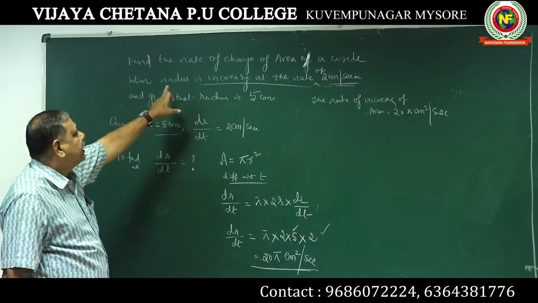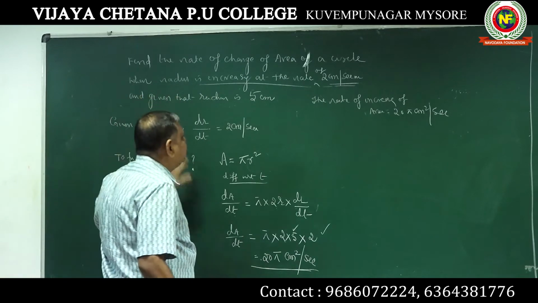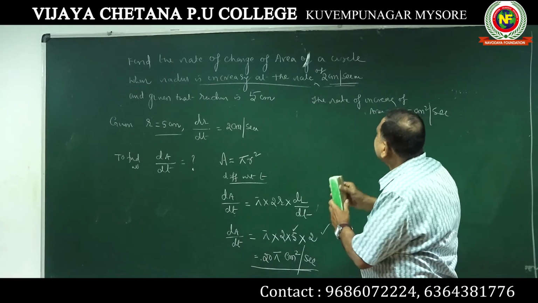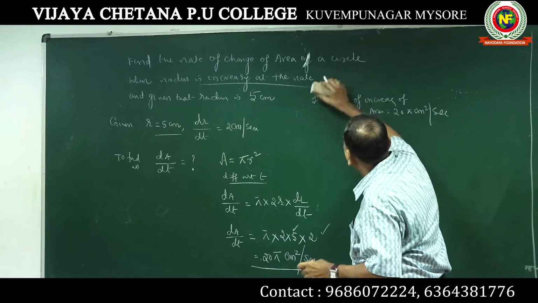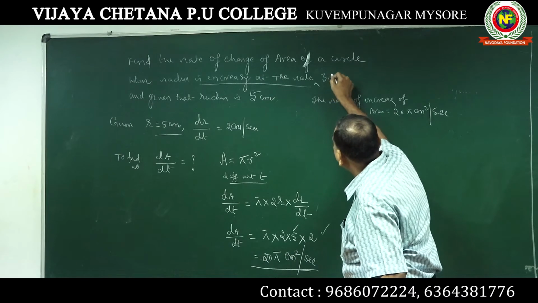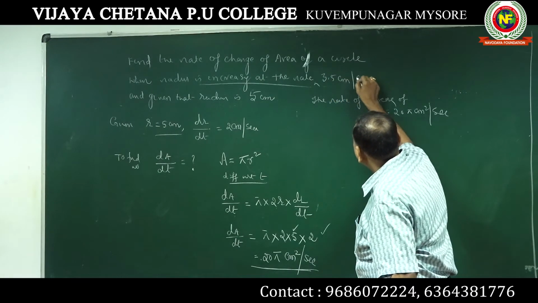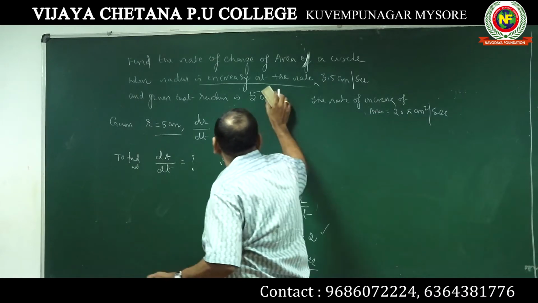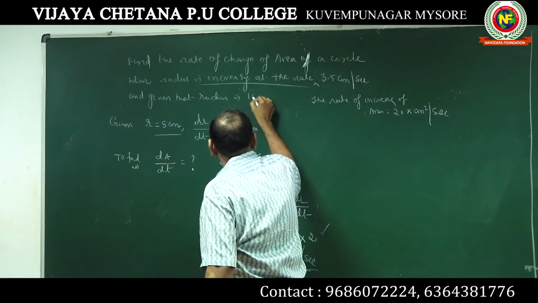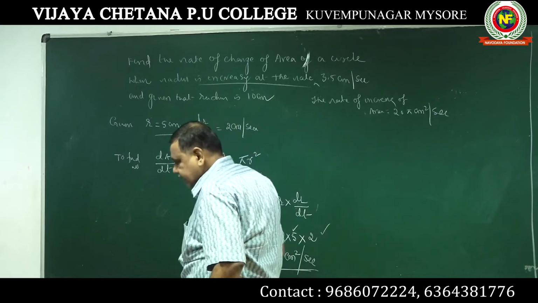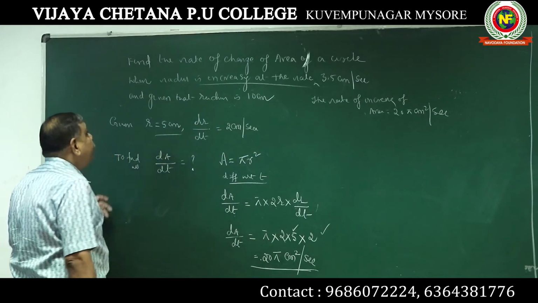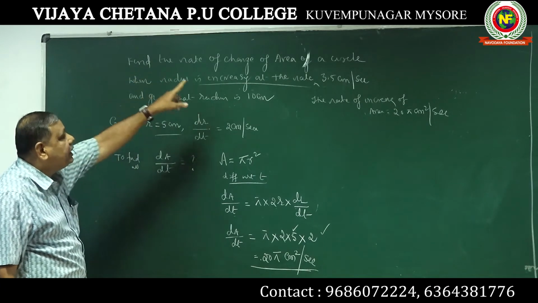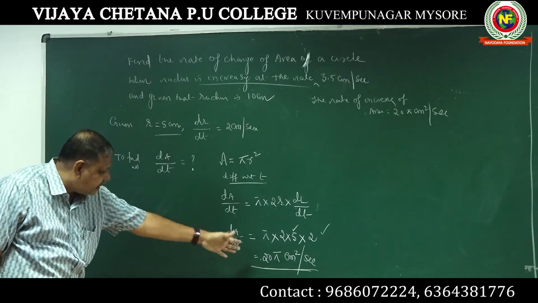Find the rate of change of area of a circle when radius is increasing at the rate of 3.5 centimeter per second when the radius is 10 centimeter. Please change the figures here. Find the rate of change of area of a circle. It may be increasing or decreasing, but here it is increasing, plus.